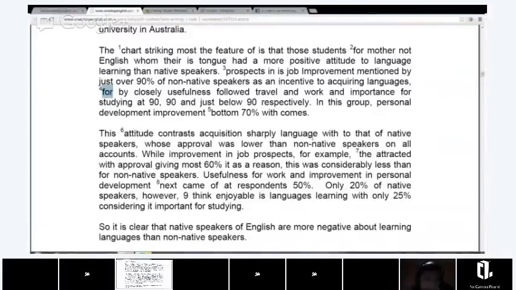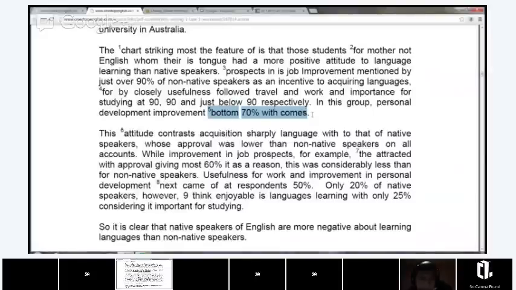Bottom 70% with development? No. No. No. Where the five is, the only four words that are jumbled are these four. So you have to put these four in order. In this group, 70%. Nope. In this group, personal development improvement is all fine. It's only the blue one that you have to redo.